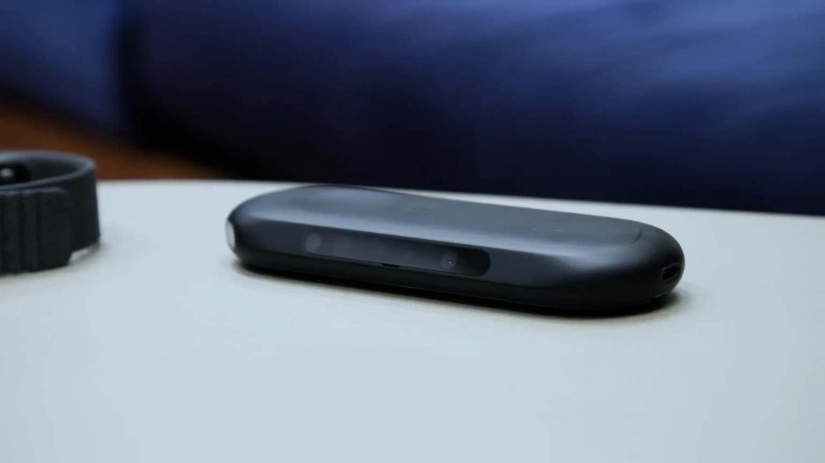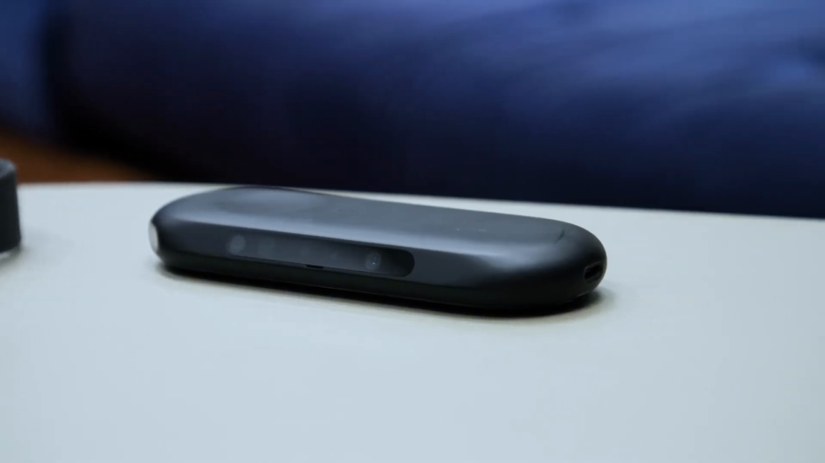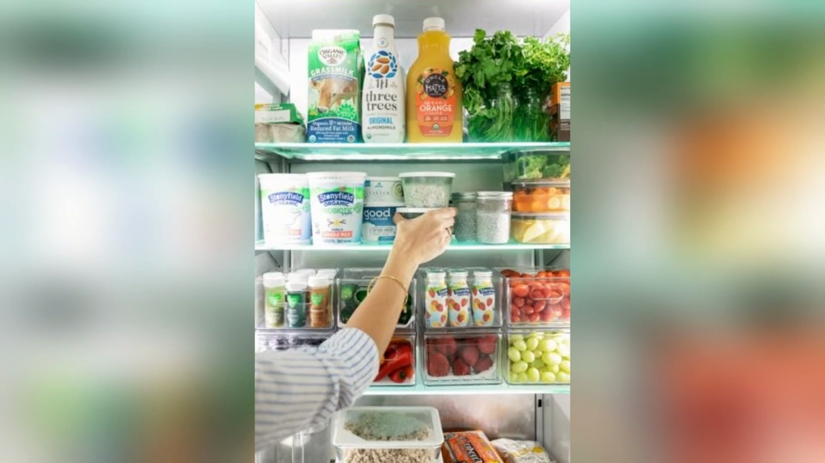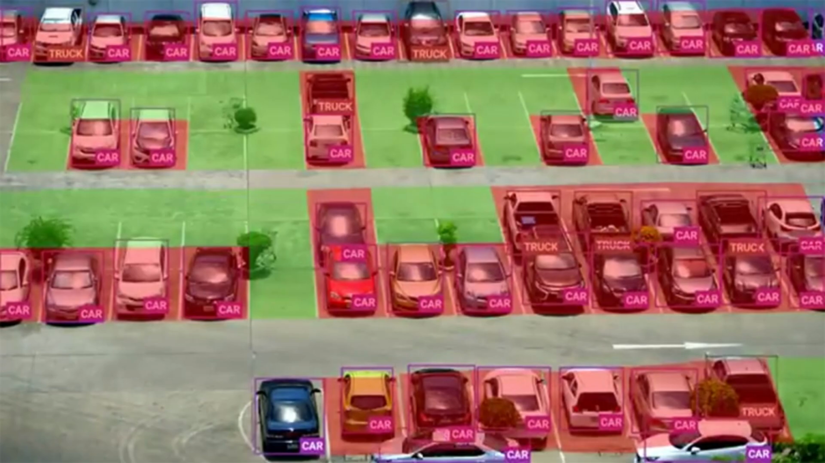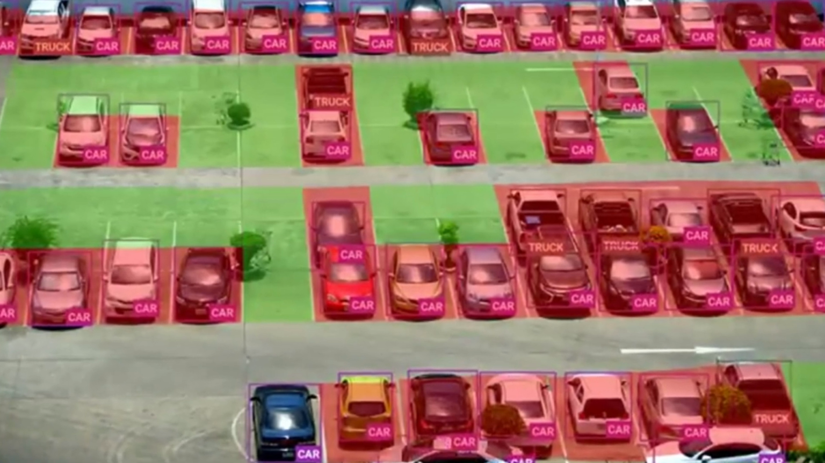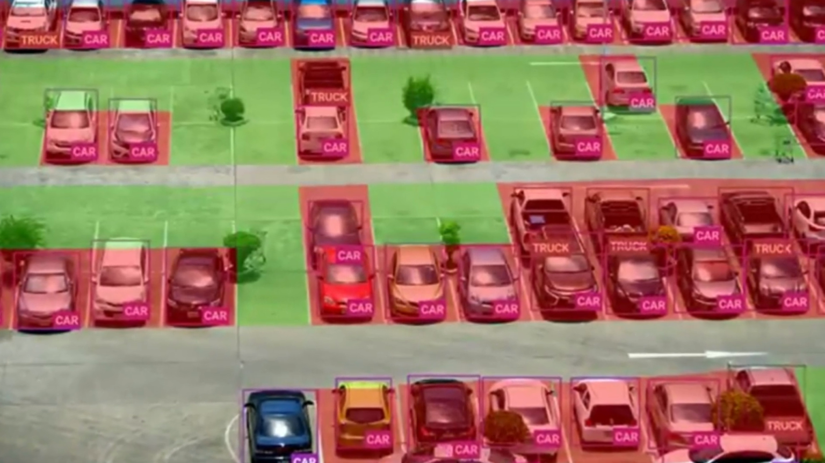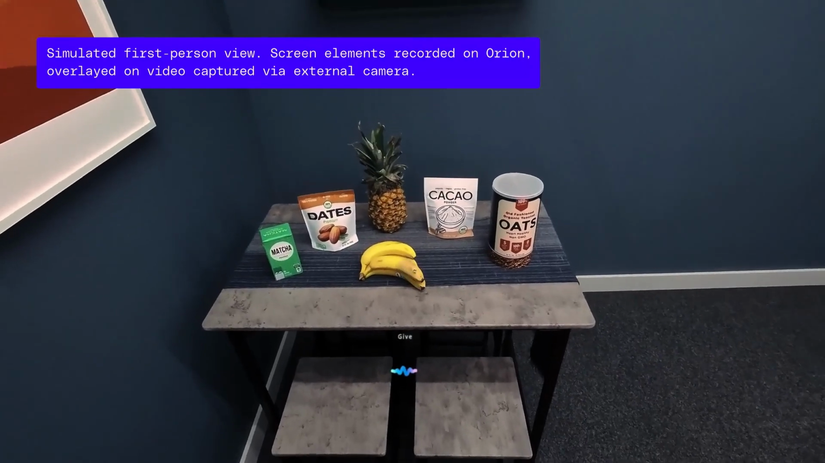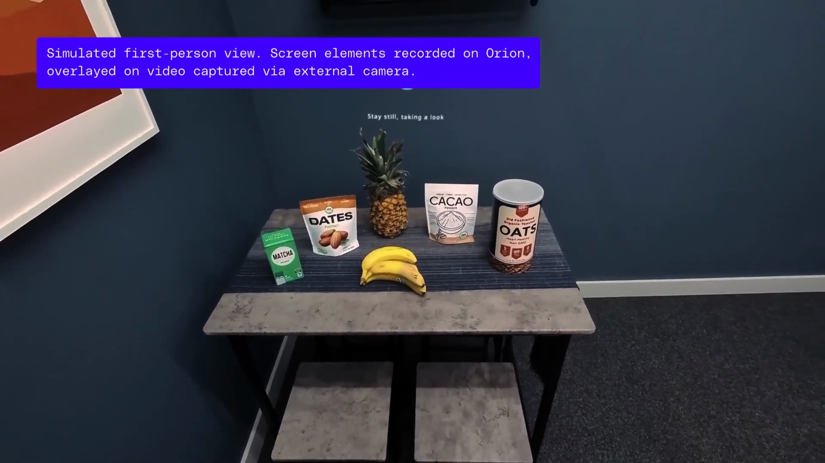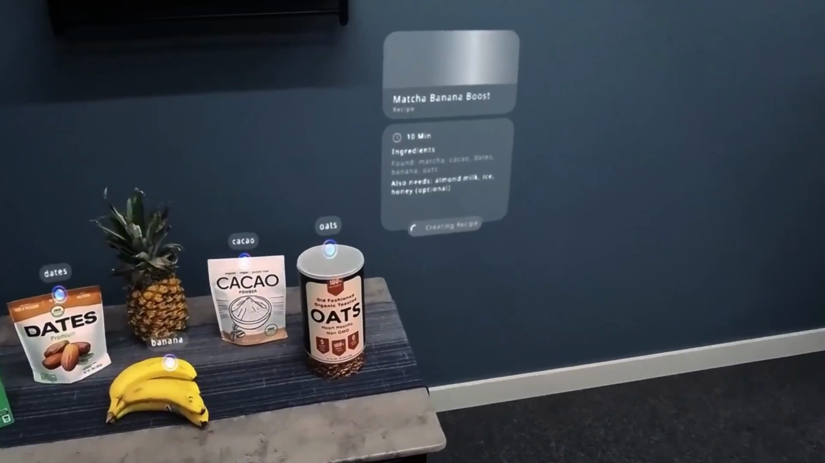Integration with Meta AI means you not only have a computer around you, but you can also ask an AI for help with anything happening around you. Need recipes based on what's in your fridge? Forgot where you parked your car and need to remember the exact parking spot? For example, take a look at this pretty insane clip of Orion detecting the ingredients in front of it and then providing the best smoothie recipe with those ingredients.